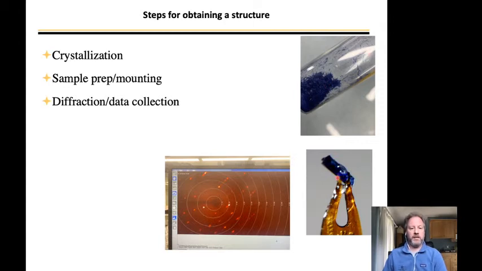Then we collect the data. The data in X-ray crystallography are these spots that show up on different places on the detector. This right here is a screenshot of this data collection. This shadow right here is the shadow of the beam stop. And I'll talk about that in a little bit when I show the inside picture. But the data are these spots. It's constructive interference pattern of diffracted X-ray light, and we'll talk about that in a little bit too.